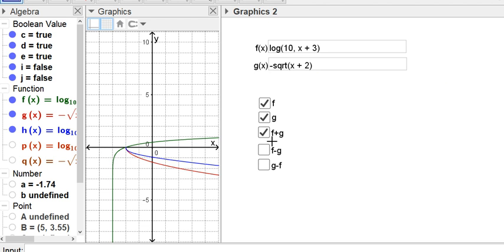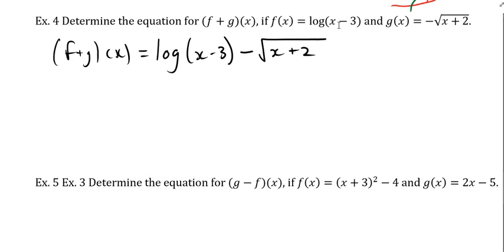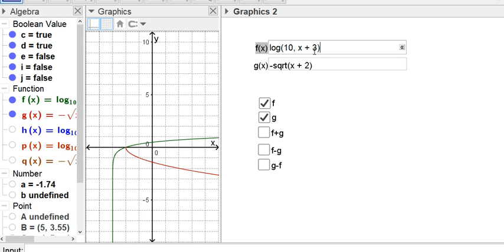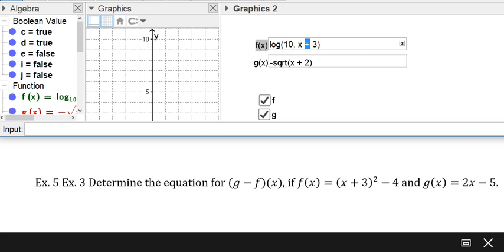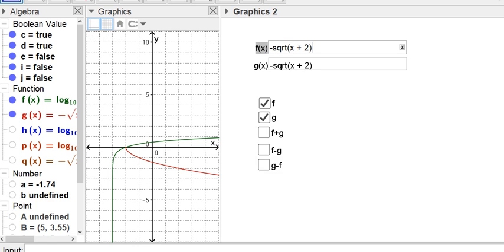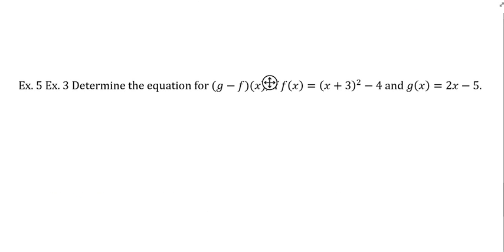And f plus g, doesn't look very interesting. It can be hard to predict. If you think about it, it'll make sense. But what's that one look like? Kind of looks like a sideways parabola. G minus f, not very interesting. I think there was another one here. What's this one? X minus 3, negative x plus 2. Thought there was a better one. What if I change that to a negative? Forget it. Okay, let's do the next example.